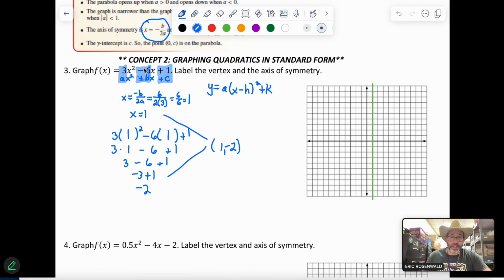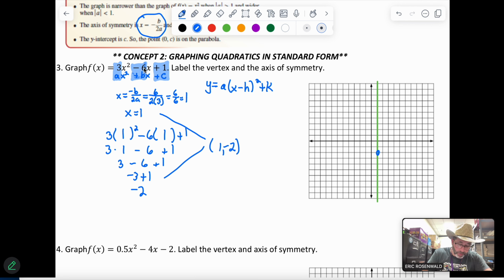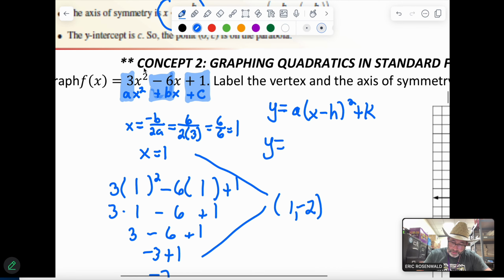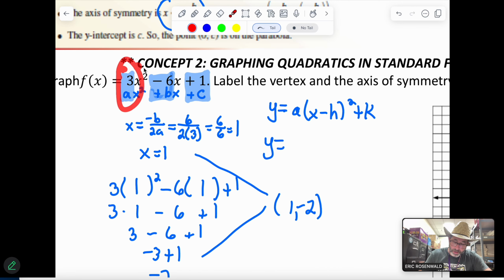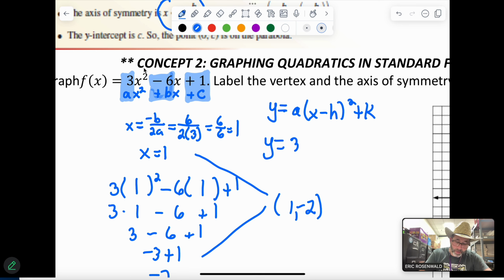All right. So knowing that my vertex is at 1, negative 2, let's go ahead and put a point right here at 1, negative 2. Okay. And then we should be able to go ahead and do our graph from here. Well, how do we get this graph from here? Well, let's look at what we know. Get it back in that standard vertex form. The a value in this is a 3. So that's the a value right here. It's a 3. So let's put that 3 in there.